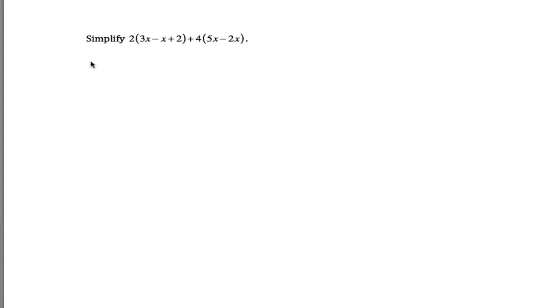2 times 3x would give me 6x, 2 times negative x gives me negative 2x, and 2 times positive 2 gives me positive 4. And similarly, if I take this 4 and distribute it into these parentheses, 4 times 5x is 20x, and 4 times negative 2x is negative 8x. So now that I don't have any parentheses, I can combine like terms.